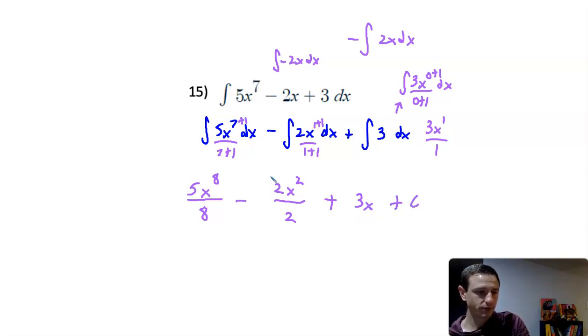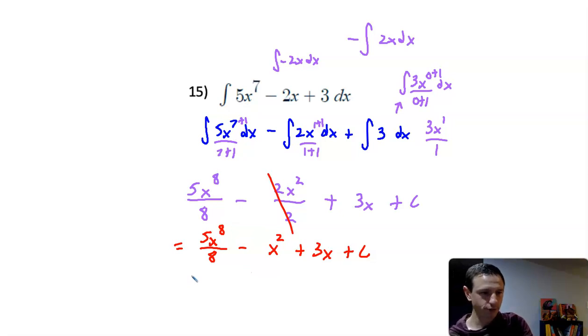But I know I still have to simplify those 2s there. So let's go ahead and do that. 5x to the 8th over 8 minus, bam, x squared plus 3x plus c, and that is the integral of 5x to the 7th minus 2x plus 3.